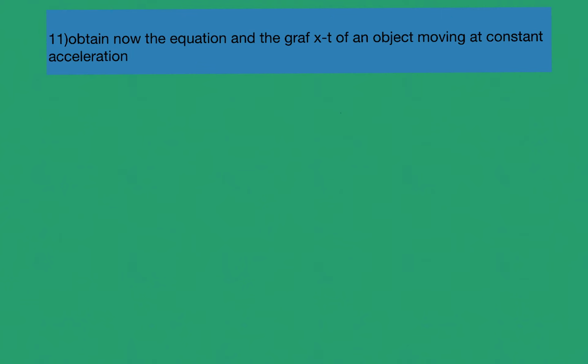The first part: obtain the equation of x of t for an object moving at constant acceleration. If the object is moving with a constant acceleration, the slope in the graph v of t is constant, because the slope is the acceleration. So I have v of t, and this is v0.